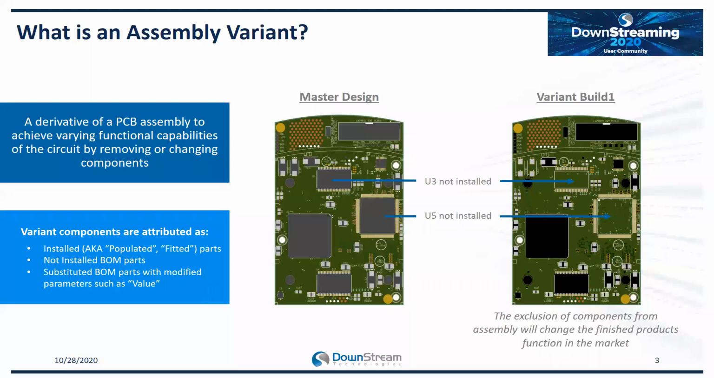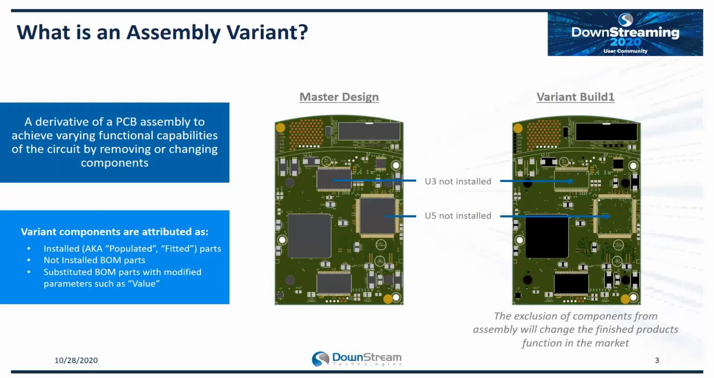So an assembly variant is nothing more than a derivative of a master PCB assembly, i.e. all the parts that were included in the design and layout, to achieve different functional capabilities of the overall circuit. And we accomplish that by removing or changing components. It's the same printed circuit board, same layout, just different parts installed.